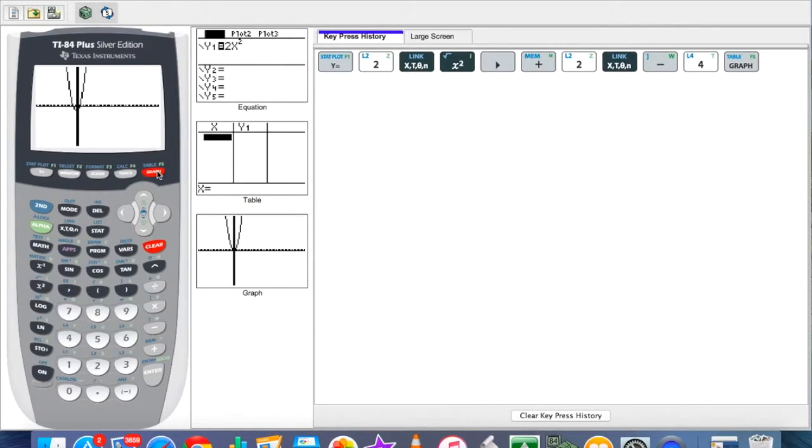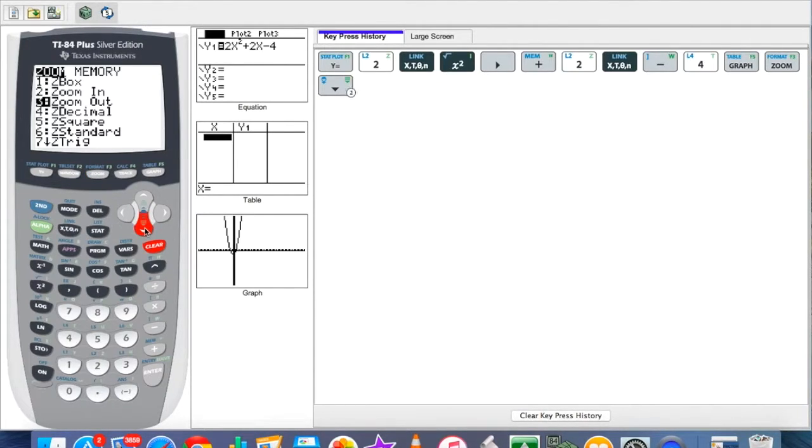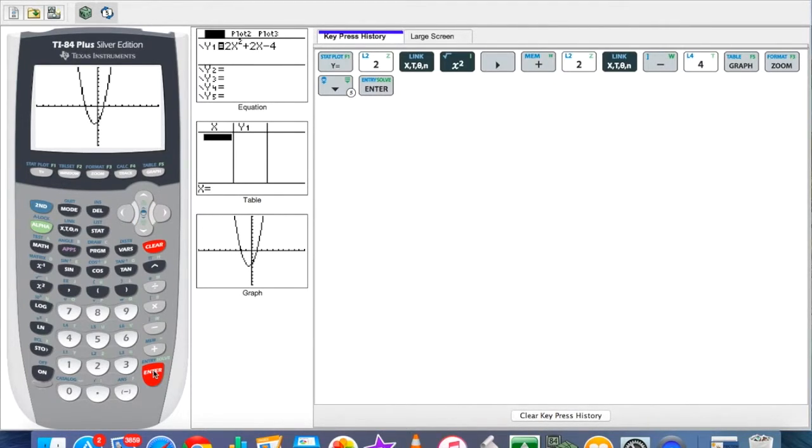After we make sure our quadratic is in its standard form, we can then press graph and graph our quadratic. It's a little zoomed out right now, so we always want to go back to zoom standard, and it should look good on our graph. We got zoom standard, and that's perfect. Okay, so the first thing we want to do is find our vertex.